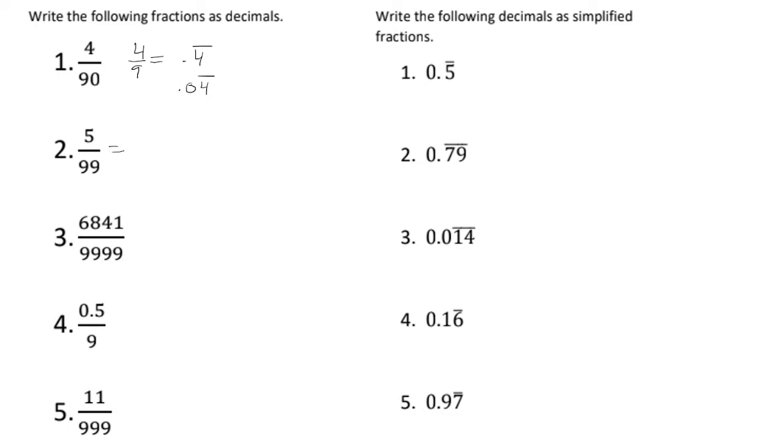Okay, now 5 over 99, if it was like 55 over 99, that would be 55 repeating. But the way to do this is to put an extra 0. So now the top and the bottom have the same number of digits. So it's like 2 on the top, 2 on the bottom. And so what repeats now is the 05 at the top.